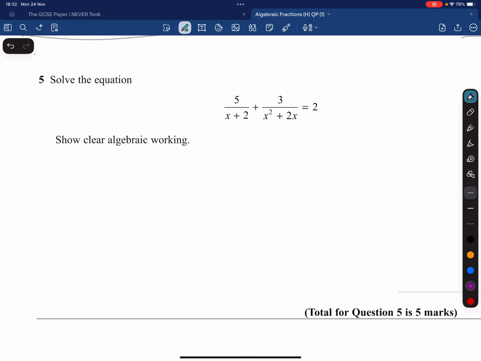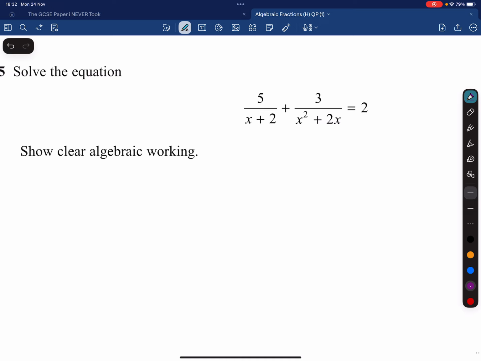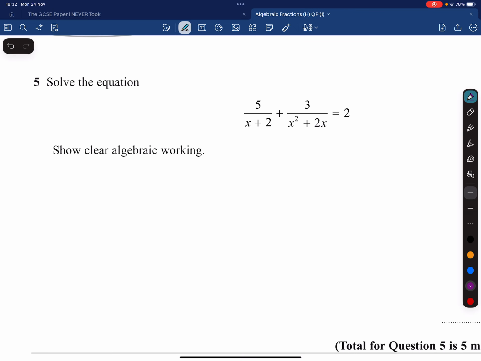So now this is a tricky question. Solve the equation, show clear algebraic working. It's 5 marks. It's a biggie, right? So again, what we need to do is create a common denominator. I'm actually going to go for fraction 2 first. I never said pause the video, so if you haven't done that, don't be so sneaky. Try it, and then I'll go through it for you.